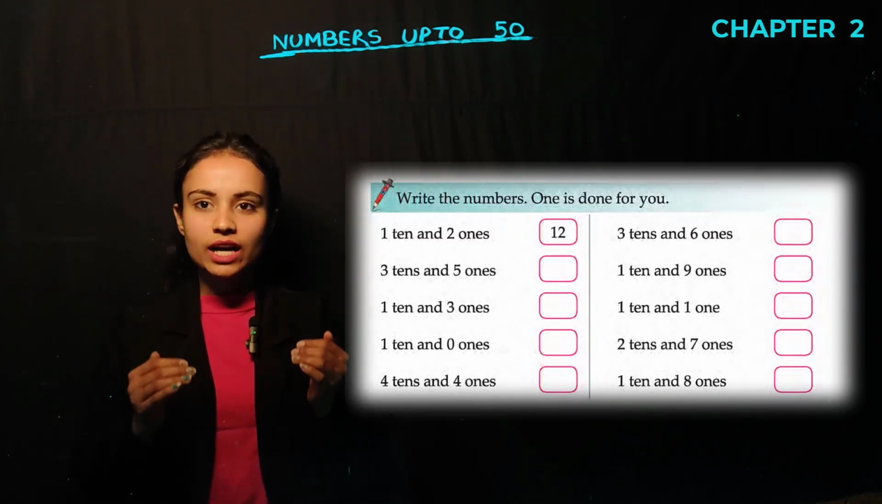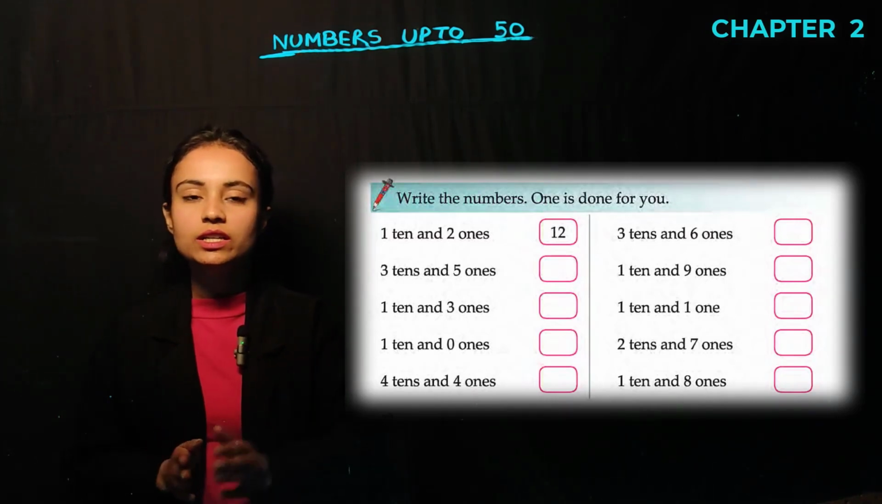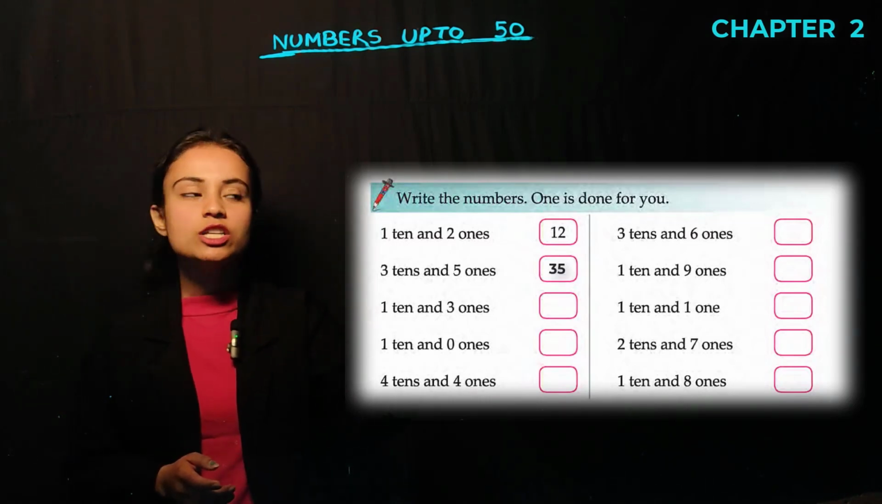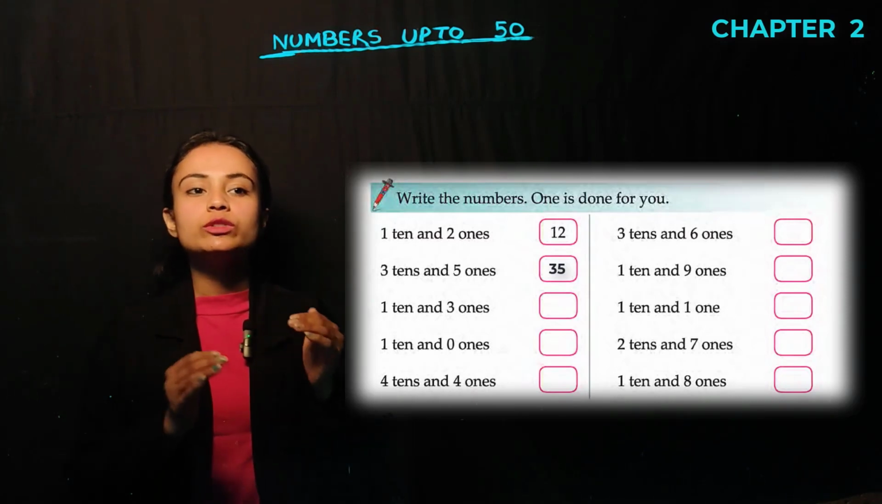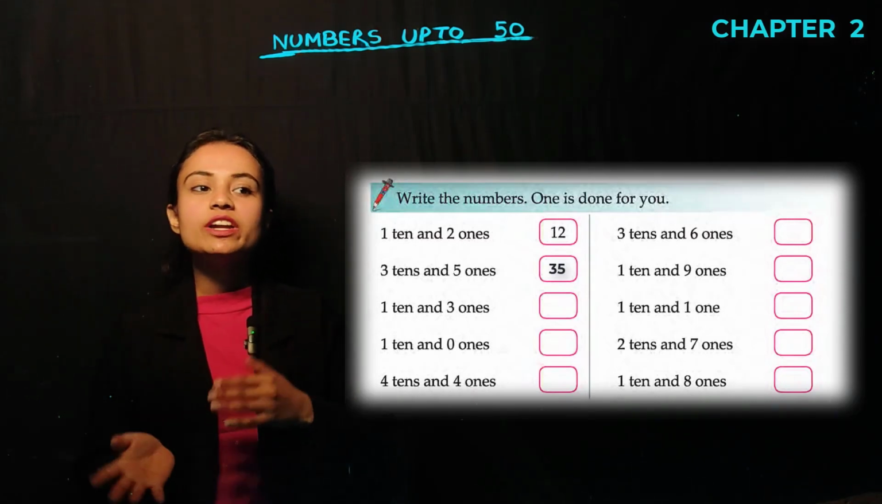Similarly, let's see the other part. Here 3 tens and 5 ones is written. So 3 tens and 5 ones means 3 5, 35. So we'll write 35 in the box. In the similar manner, you all have to do the rest of the parts by yourself. If you have any doubt, you can refer to your teacher.